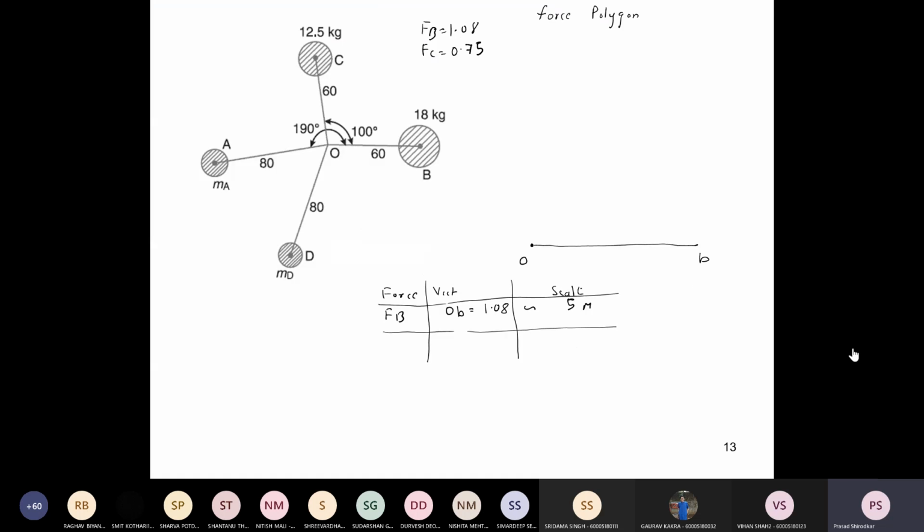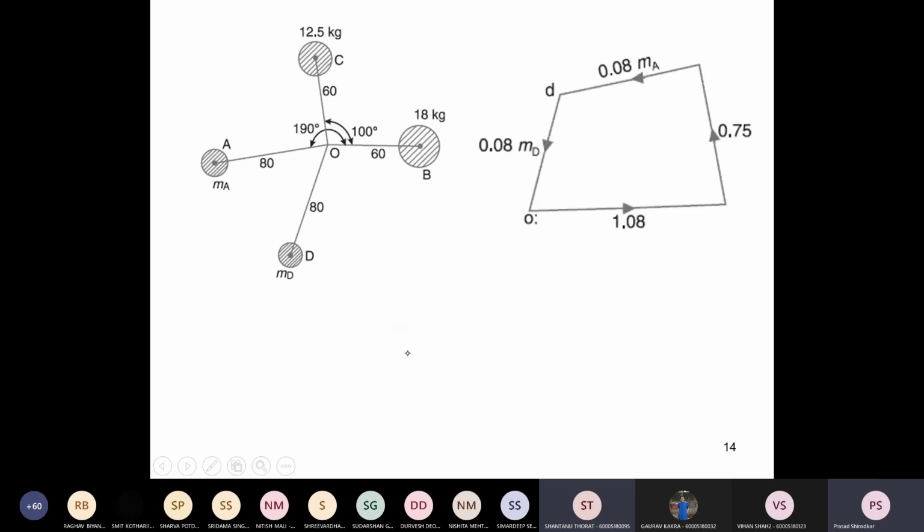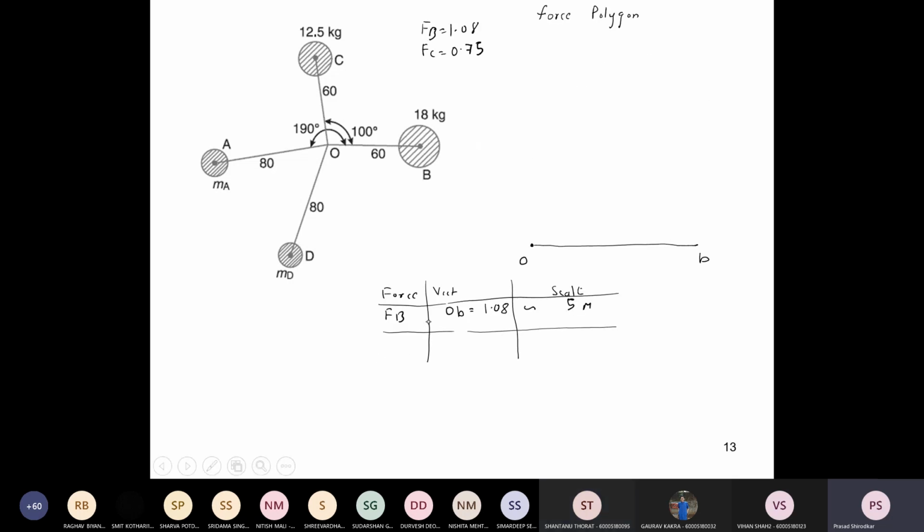How about now? Yes, sir. Okay. Sir, the scale is 5 centimeter, no? 5 centimeter, yes, yes. Just a minute. Okay.